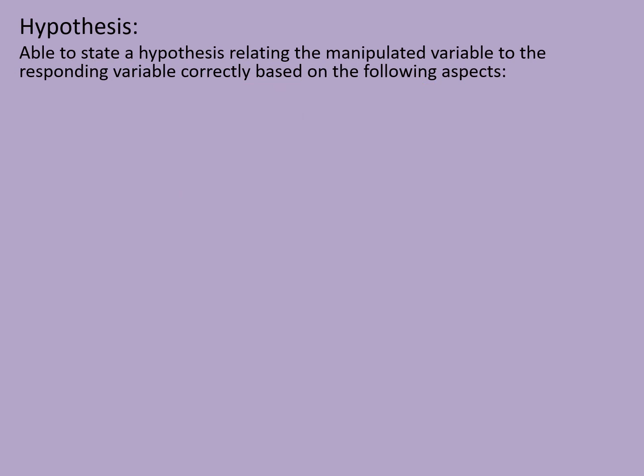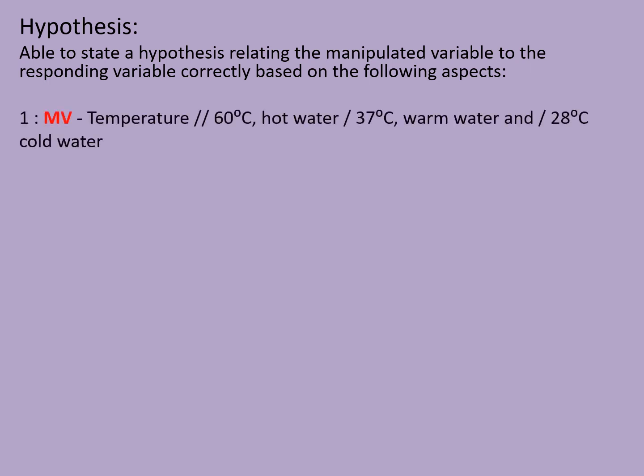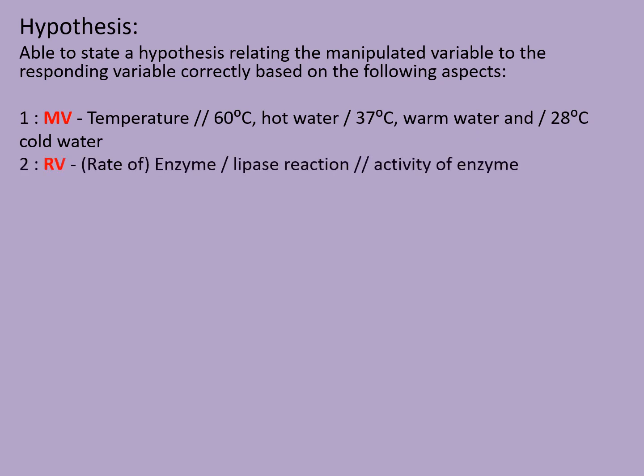Hypothesis: able to state a hypothesis relating the manipulated variable to the responding variable. The manipulated variable is temperature, 60 degrees Celsius is considered hot water, 37 degrees Celsius is warm water, and 28 degrees Celsius is cold water. The responding variable is the rate of enzyme reactions, or rate of lipase reactions, or you can write activity of enzymes.